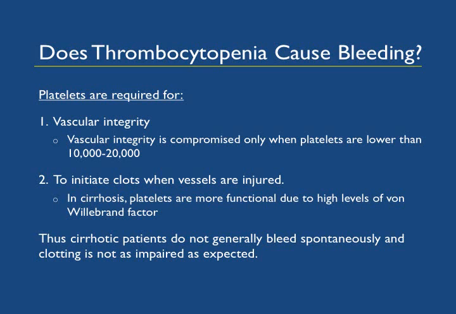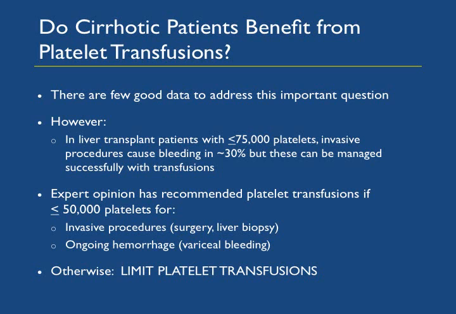Platelets are necessary to initiate clots. However, in cirrhosis, even though the platelet count is low, their ability to initiate clot formation is actually not as impaired as we might think, because cirrhotic patients also have high levels of von Willebrand's factor, and that accentuates platelet function. Thus, in clinical medicine, cirrhotic patients do not generally bleed spontaneously, and clotting is not as impaired as we might otherwise expect. So given this information, do cirrhotic patients benefit from platelet transfusions?